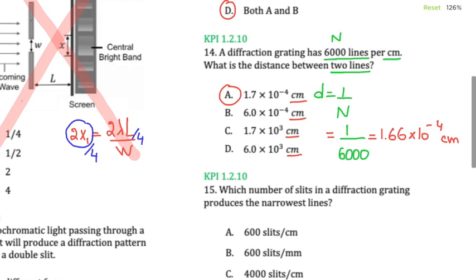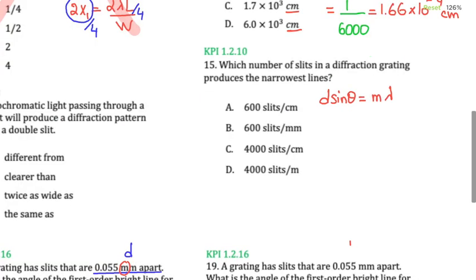Question 14. I've got a diffraction grating of 6,000 lines, so that's the number of lines per centimeter. So what's the distance between the two lines? I'll apply the equation d equals 1 over n, which will give me 1.6 times 10 to the power of negative 4, which is the option.